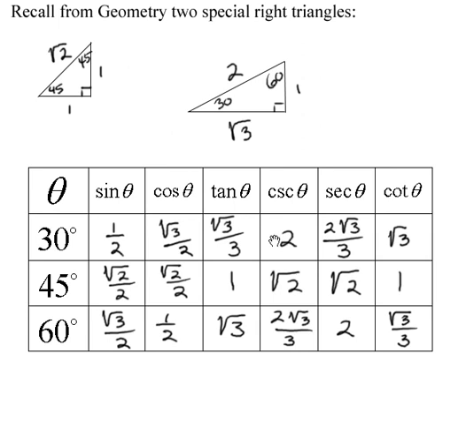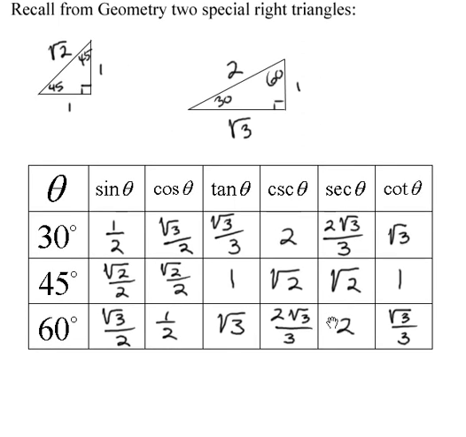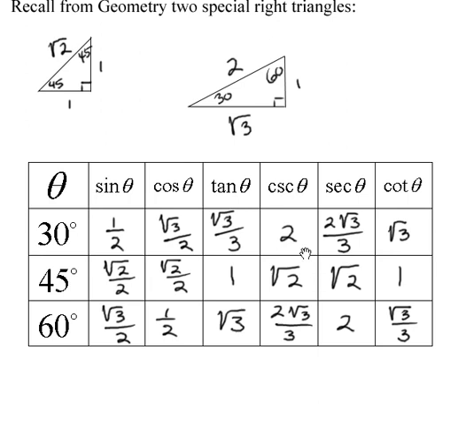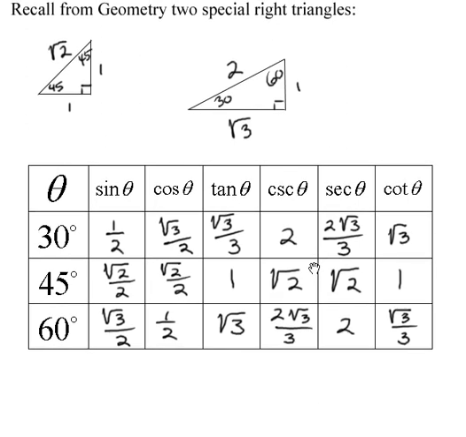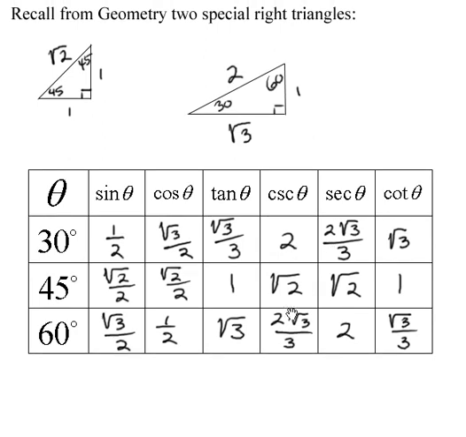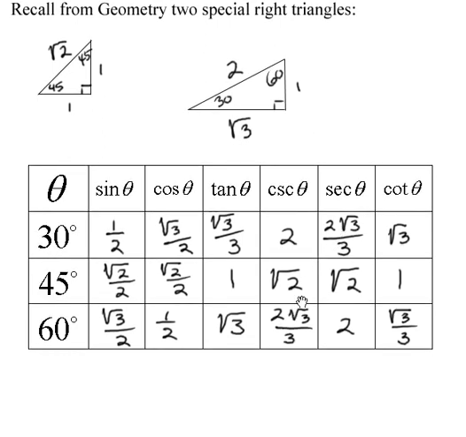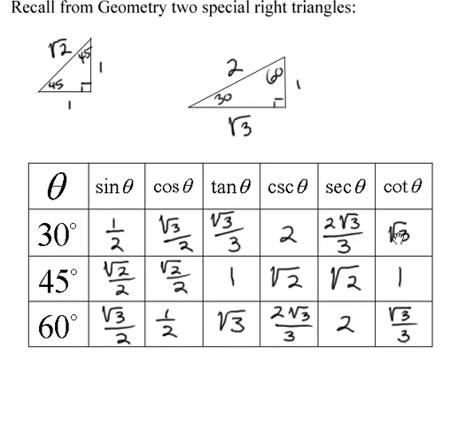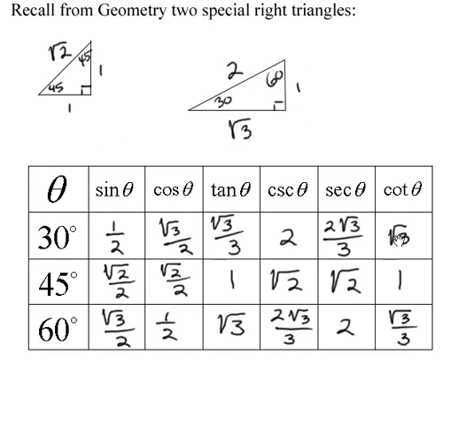Cosecant of 30 should be the same as the secant of 60, because those are cofunctions of complementary angles. Secant of 30 should be the same as the cosecant of 60, which they are, because that's cofunctions of complementary angles. And then cotangent and tangent are cofunctions, so the cotangent of 30 should be the same as the tangent of 60. So we filled in this chart.